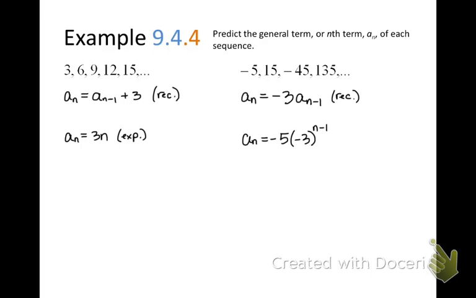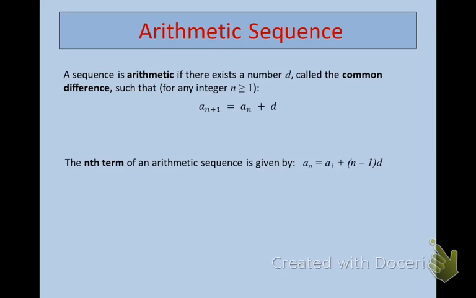Okay, so these two different types of sequences have different names. When you have addition between all of your terms, it's called arithmetic, and we use multiplication in our formula to take care of it. When you have multiplication between all of your terms, it's called geometric, and we use powers to take care of that. Are there any questions?